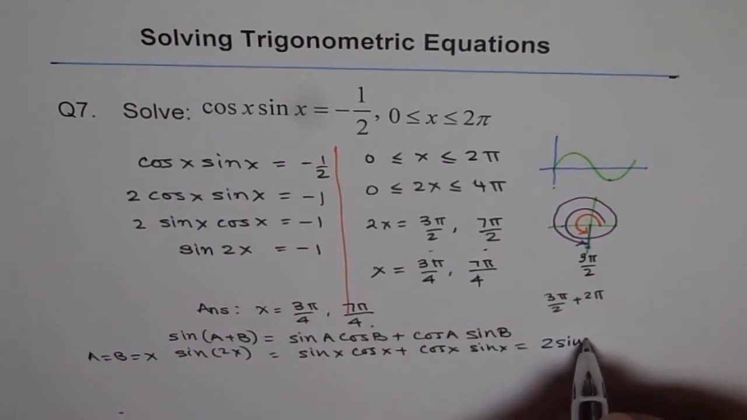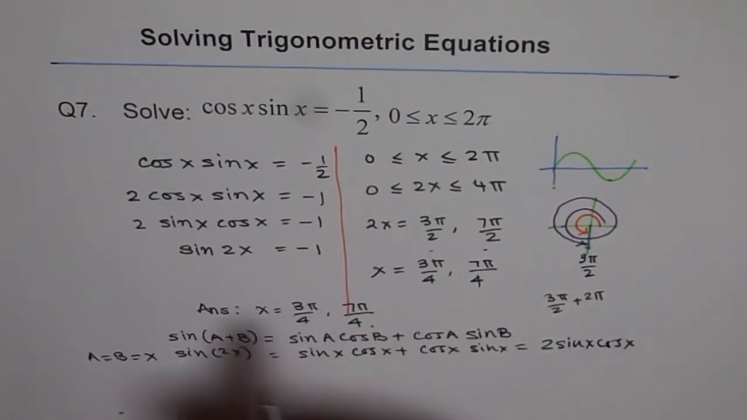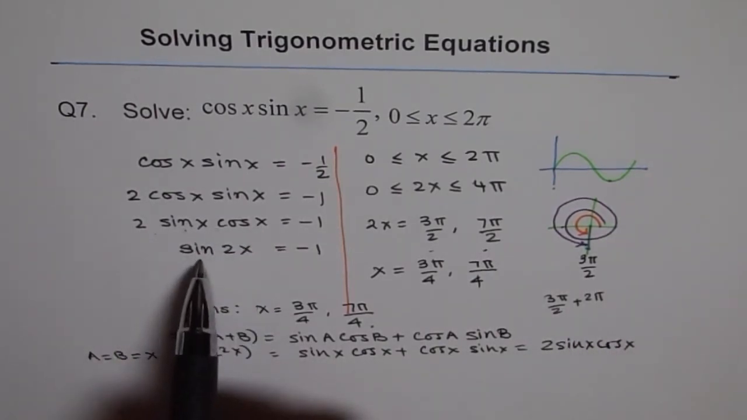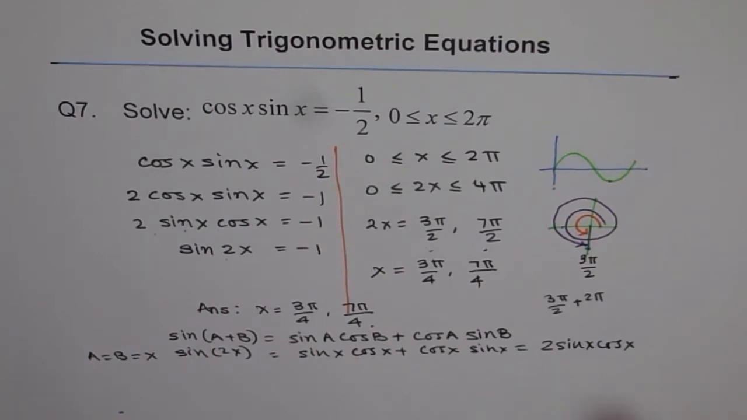Which is 2 sin x cos x. And therefore we wrote 2 sin x cos x as sin of 2x, correct? So there is no need to do this derivation, as this is a very standard formula and it can be used in any equation or to prove an identity. Okay, thank you.